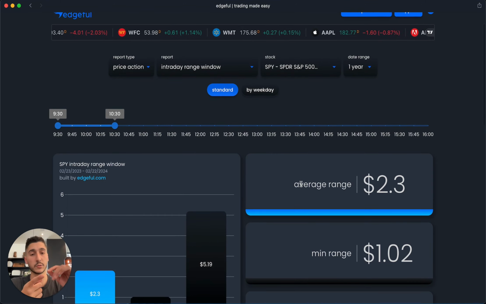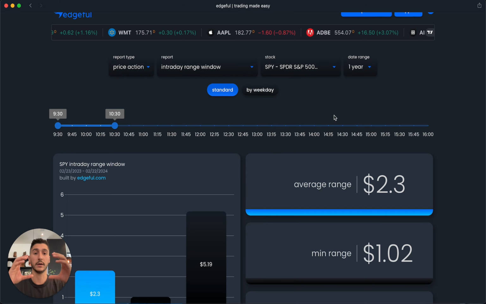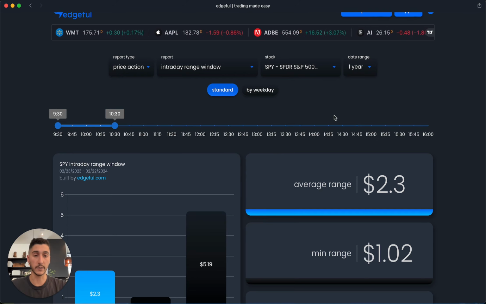So you can use this with options, you can use it with shares, you can use it with futures, you can use it with practically anything. It just really gives you an understanding of where to set your targets, like how much meat is there on the bone in this time window that you're trading in.